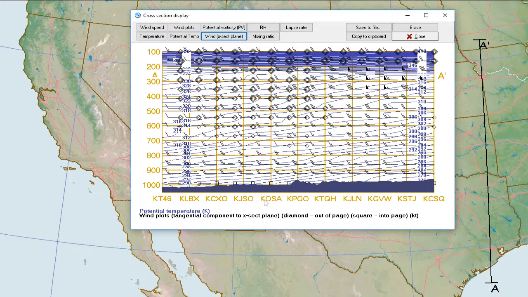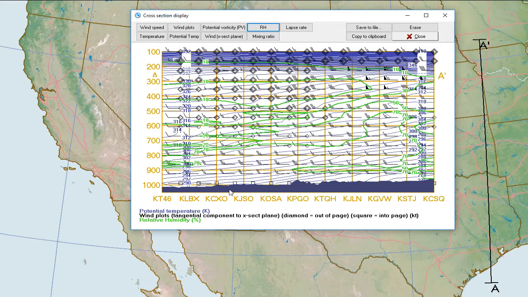This is wind along the plane of the cross-section. So we can see that there is a southerly component to the flow, and that's helping to produce those clouds from Texas all the way up to Kansas. And another important contributor is relative humidity. You can see that it's pretty humid. We've got 70% relative humidity all the way up to about 750, 700, which is about 10,000 feet or so. So we've got all the ingredients there.